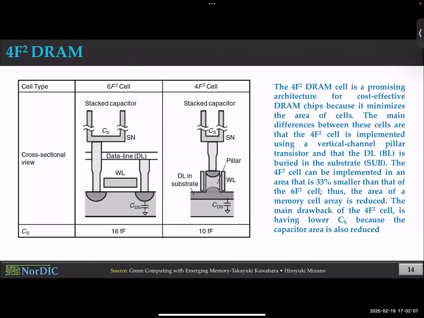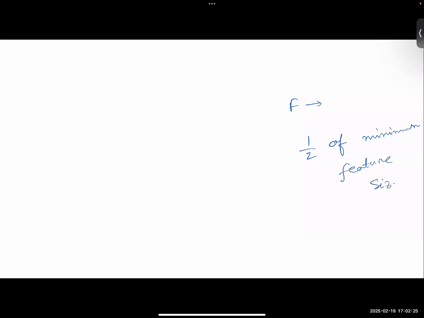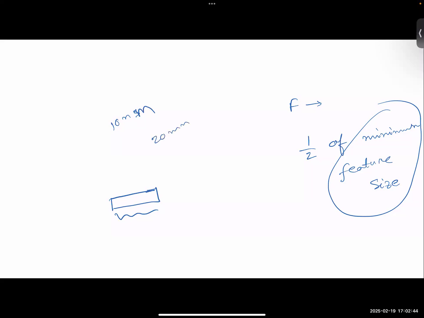The other concept that I want to highlight is the concept of 4F square area footprint. Here is what I mean by that. F represents half of the minimum feature size. What does that mean? What is minimum feature size? Minimum feature size is the minimum dimension that you can create, maybe at a given technology node of a transistor. And that is determined by our instrument. Can we create a 10 nanometer line? Can we create a 20 nanometer line? What is the minimum that we can create?